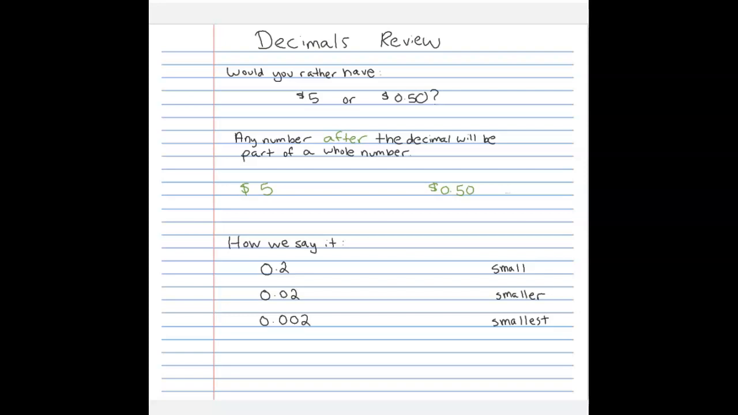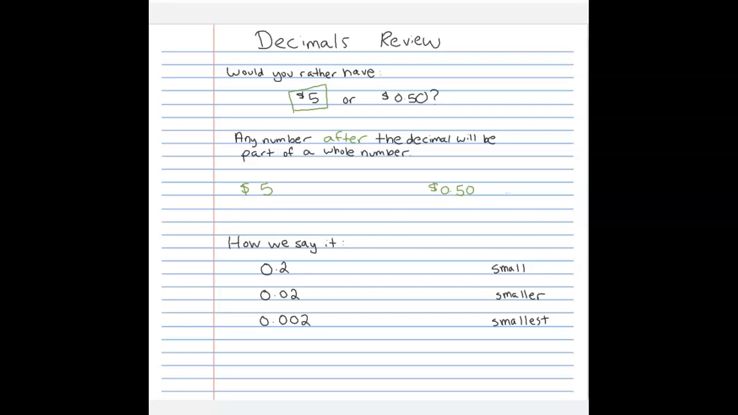All right, hello everyone. Today we are going to be talking about decimals review. Last time we talked about fractions, this time we're talking about decimals. So think of it this way, which would you rather have? Would you rather have $5 or would you rather have $0.50? I know just by looking at this, the answer is easy. We would rather have the $5 because we know what the decimal means in this case.